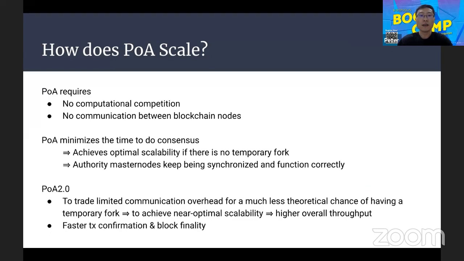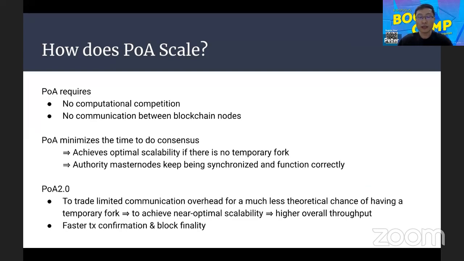So theoretically, PoA could achieve optimal scalability if there was no temporary fork. In other words, PoA could outperform most of the consensus algorithms in terms of scalability if all the authority master nodes kept being synchronized and functioning correctly. Of course, in practice, we don't have a clean sheet of temporary forks. That means we will have temporary forks from time to time, but the fork rate is really, really low. That is why VeChain Thor is enjoying a high throughput at the moment. So overall, I would say PoA scales pretty well.